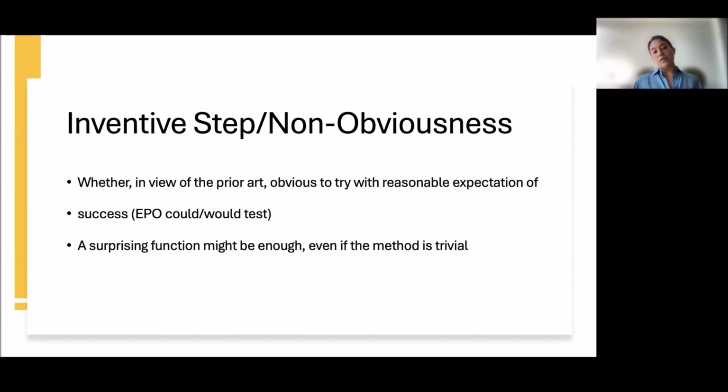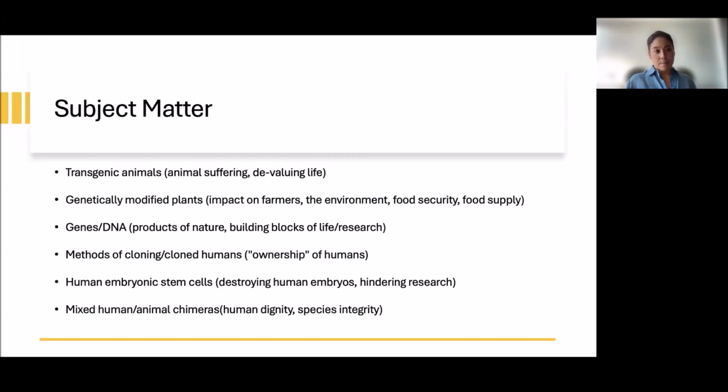The European Patent Office uses a would test in order to assess non-obviousness, which is: even if a person skilled in the art could do the invention, would she or he do it? If the answer is no, if she wouldn't do it, then it's non-obvious. And a surprising function might be enough sometimes, for example, even if the method is trivial. So it is assessed case by case.